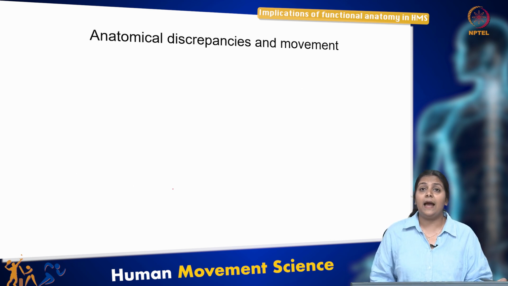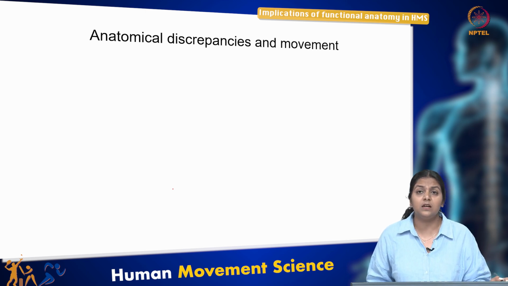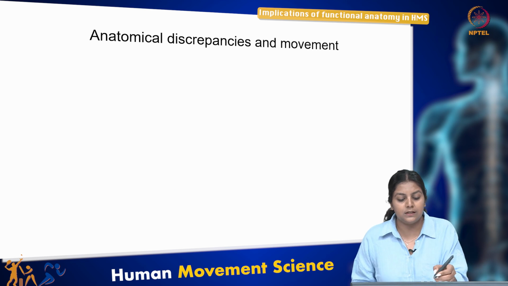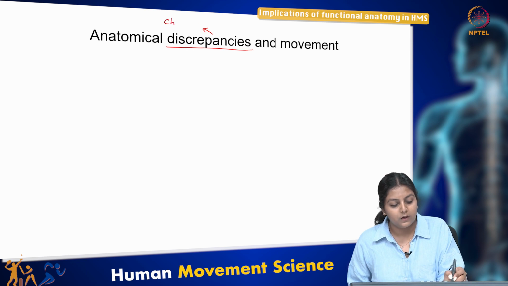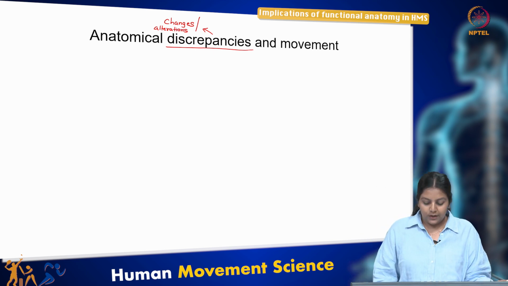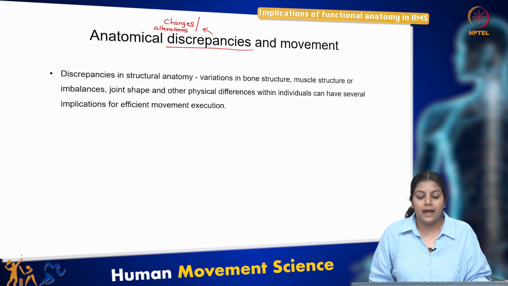Now let's look at anatomical discrepancies. So what does it mean by a discrepancy? So discrepancies are, you can say, changes, right, or alterations. So anatomical discrepancies and movement.